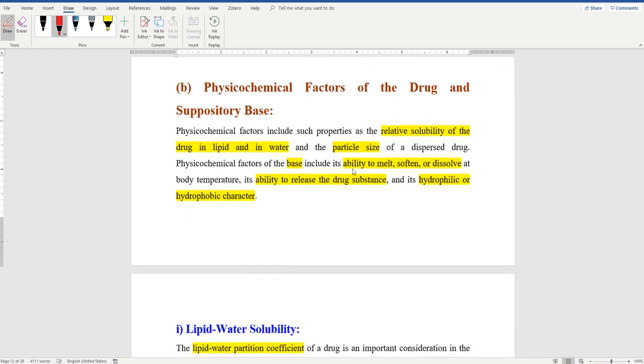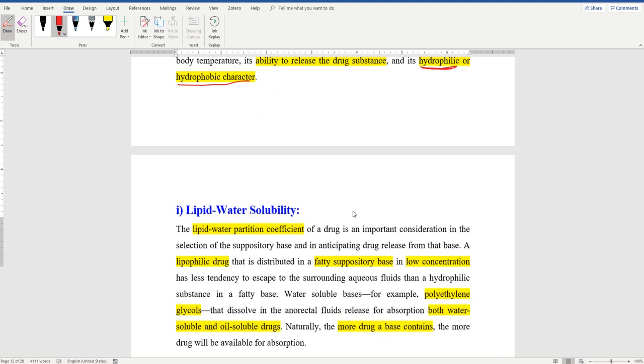Now of course, here we are going to talk about the drug, in terms of its solubility: is it lipid soluble or water soluble? Is it ionized or non-ionized? Number 2, we will talk about the particle size of the drug. Number 3, we will talk about the base. Whether the base will melt, or soften, or dissolve. And is it hydrophilic, meaning water miscible, or of hydrophobic character, meaning oleogenous. Okay, these are the things we will talk about.